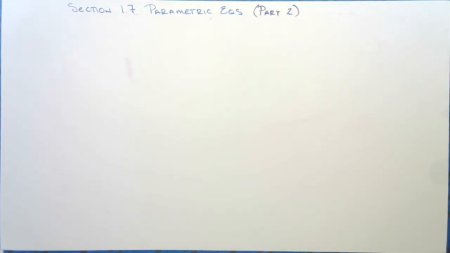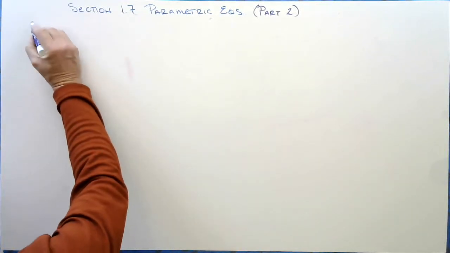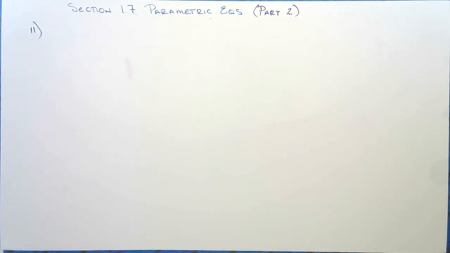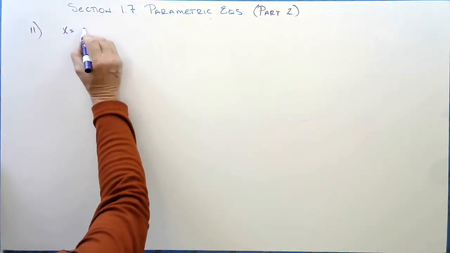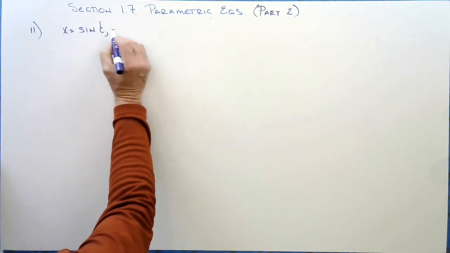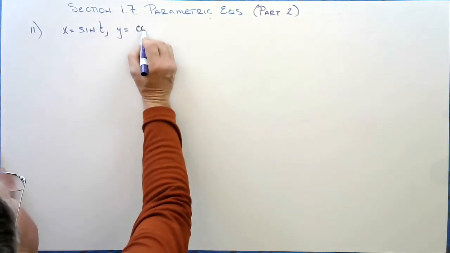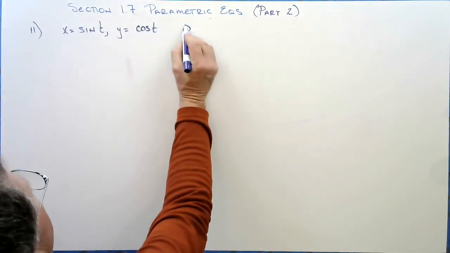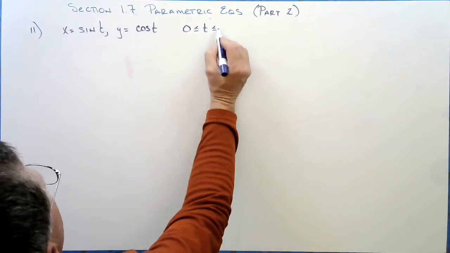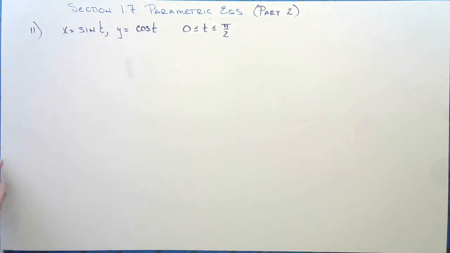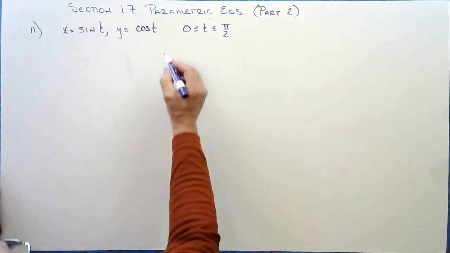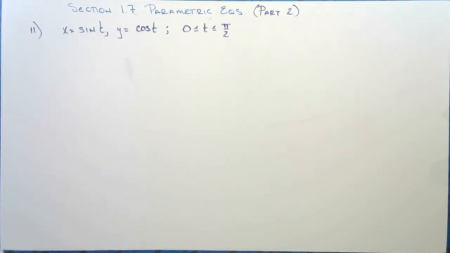The next question I'll work on will be number 11. 11a says, eliminate the parameter to find a Cartesian equation of the curve. And in 11, we're given x equals sine t, y equals cosecant of t, and we're given bounds that 0 is less than or equal to t, which is less than or equal to pi over 2. Now, because we're given bounds on t, we're going to have to find our domain and our range when we eliminate our parameter t.